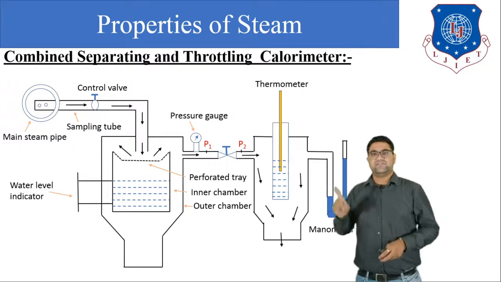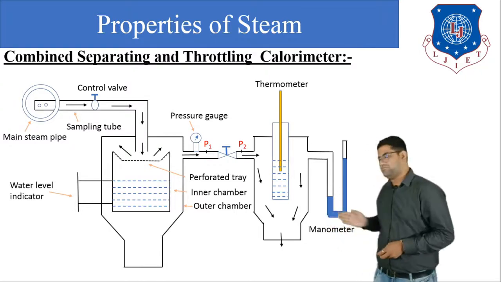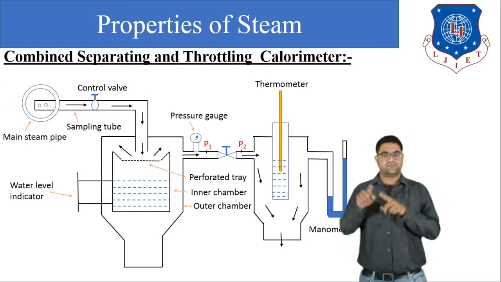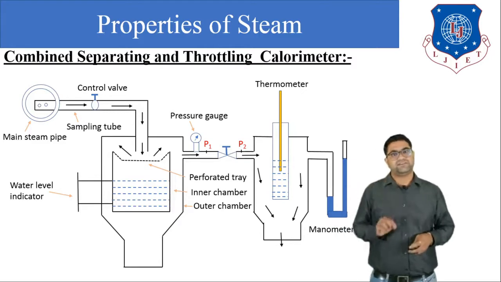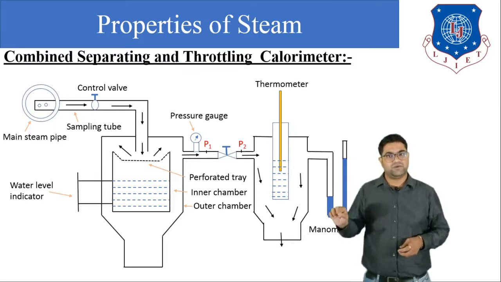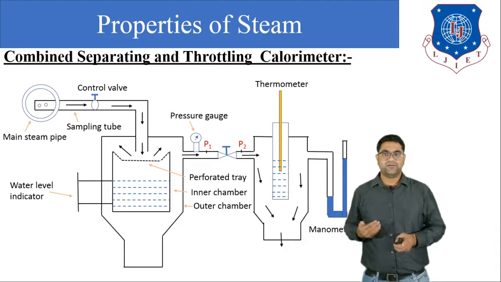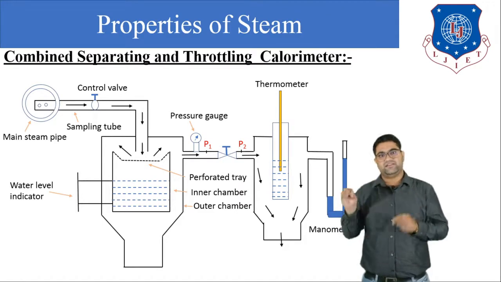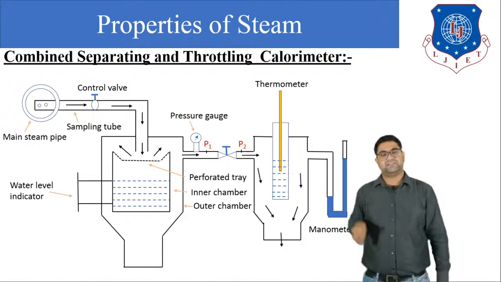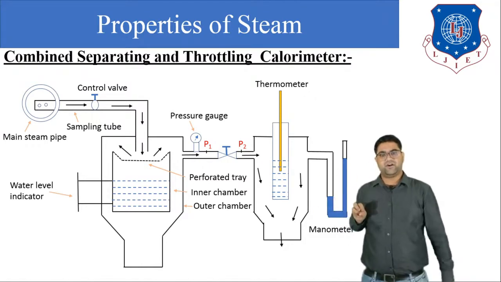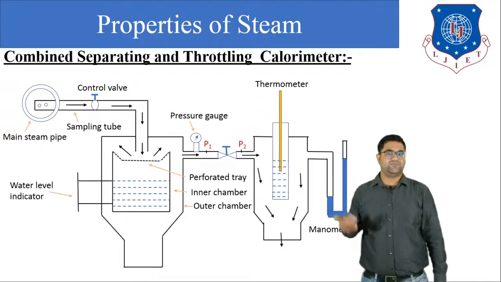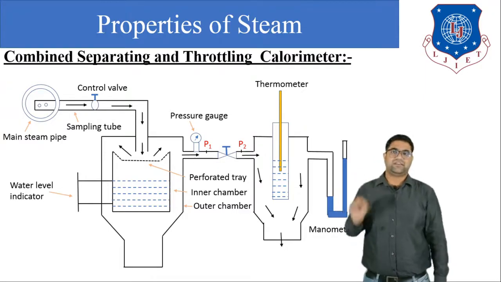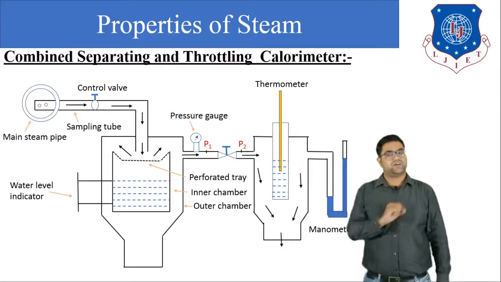Okay, so after the throttling the pressure is reduced. Now this pressure we can measure with the help of this manometer. So this is the manometer through which we can measure the pressure in the throttling calorimeter. Now this steam will be circulated in the throttling calorimeter and the heat which is available with this steam is taken by the water and ultimately the temperature of the water will be raised. That temperature we can measure with the help of a thermometer.